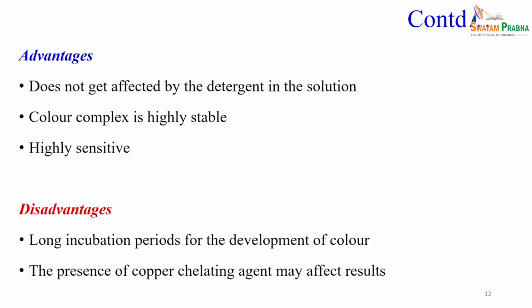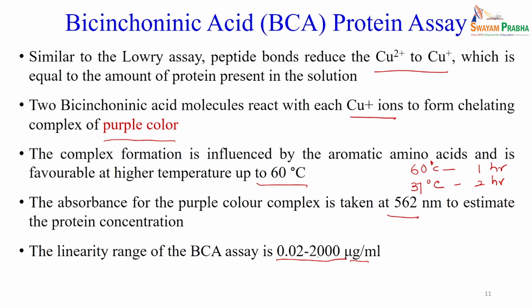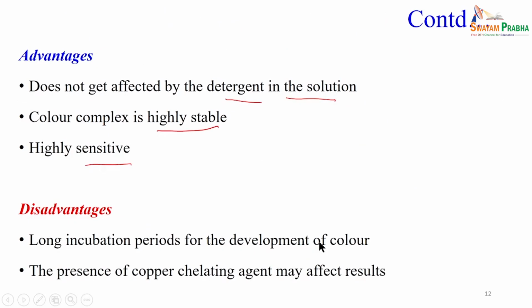So, it has certain merits. This process is not affected by the detergent in the solution. Typically, when we go for the desorption of the protein, we use some detergent like SDS. So, this method is not affected by the detergent in the solution, and whatever color is formed is highly stable, and of course, as we saw, its linearity range is 0.02 to 2000 microgram per ml.